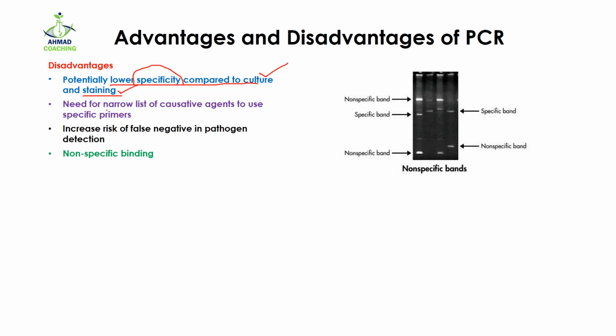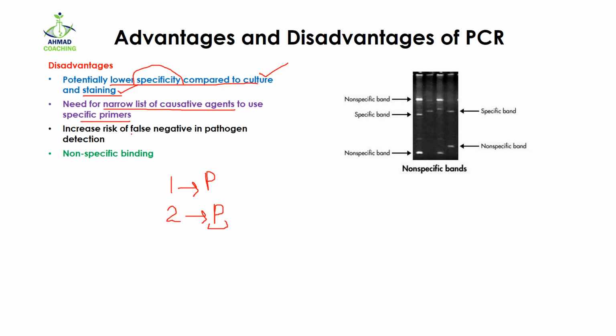The second disadvantage is that we need a narrow list of causative agents to design specific primers. If I want to detect bacteria number 1, I need primers specific to bacteria number 1, and if I want to detect bacteria number 2, I also need specific primers for bacteria number 2. So as the number of bacteria increases, the number of specific primers increases, and if I don't have the genomic sequence of that bacteria, I cannot design the primers, and if I cannot design the primers, I cannot run the PCR reaction. So this is one disadvantage of PCR.